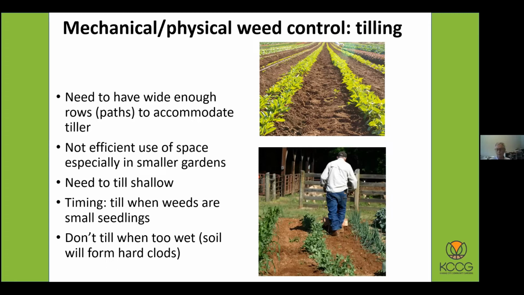And you don't ever want to do it when it's too wet, because the soil will form hard mud balls, clods, which are difficult for gardening. And so, at some point after a rain, the seeds will start germinating. The soil is nice and crumbly, but it's not muddy. That's the good time to use the rototiller.